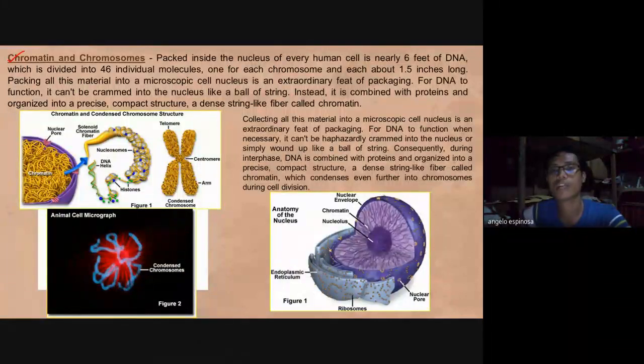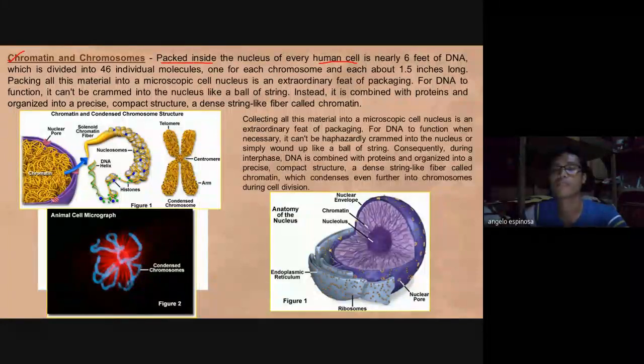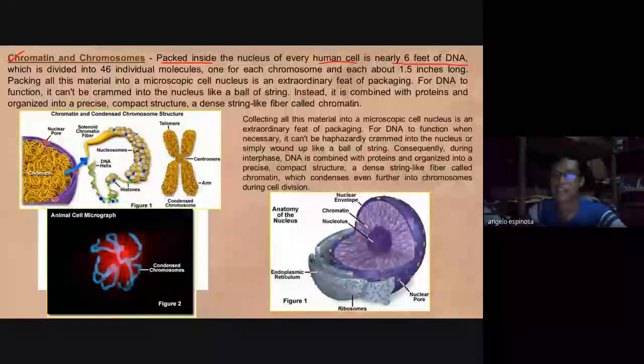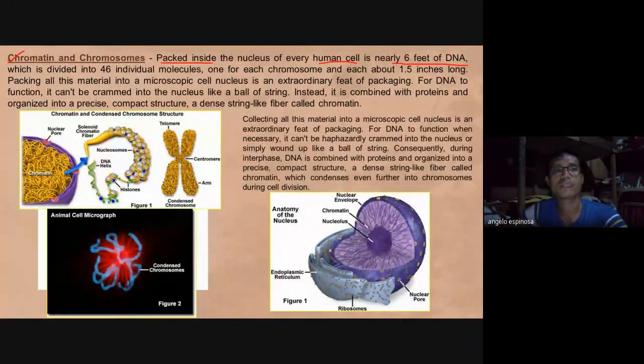Packed inside the nucleus of every human cell is nearly 6 feet of DNA, which is divided into 46 individual molecules. Okay, so yan, sa tao ito, it is for human. 46 individual molecules, one for each chromosome, each about 1.5 inches long, and packing all this material into the microscopic cell's nucleus is an extraordinary feat of packaging.